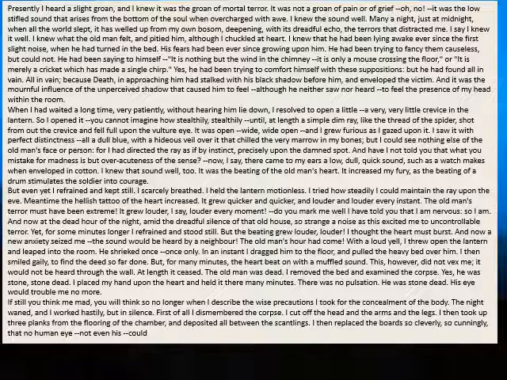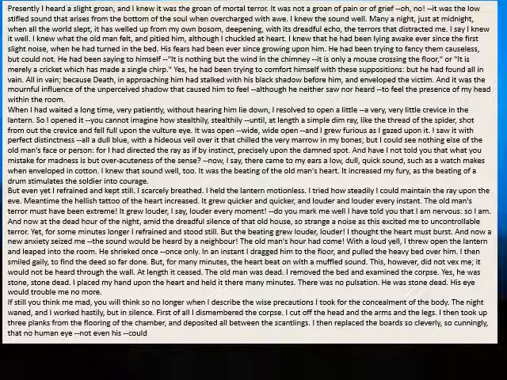And have I not told you what you mistake for madness is but over-acuteness of the senses? Now, I say, there came to my ears a low, dull, quick sound, such as a watch makes when enveloped in cotton. I knew that sound well too. It was the beating of the old man's heart. It increased my fury as the beating of a drum stimulates the soldier into courage. But even yet I refrained and kept still. I scarcely breathed. I held the lantern motionless. I tried how steadily I could maintain the ray upon the eye.